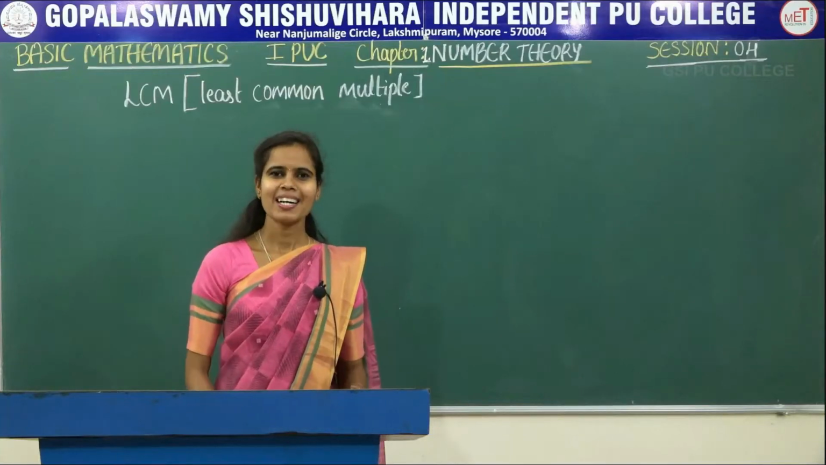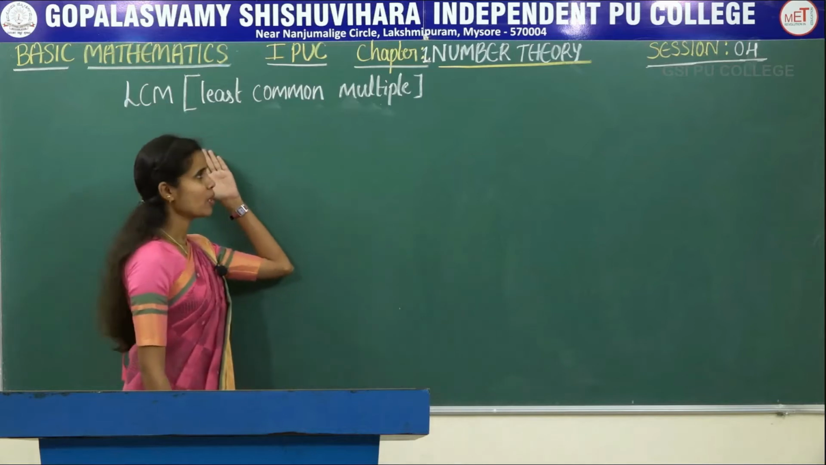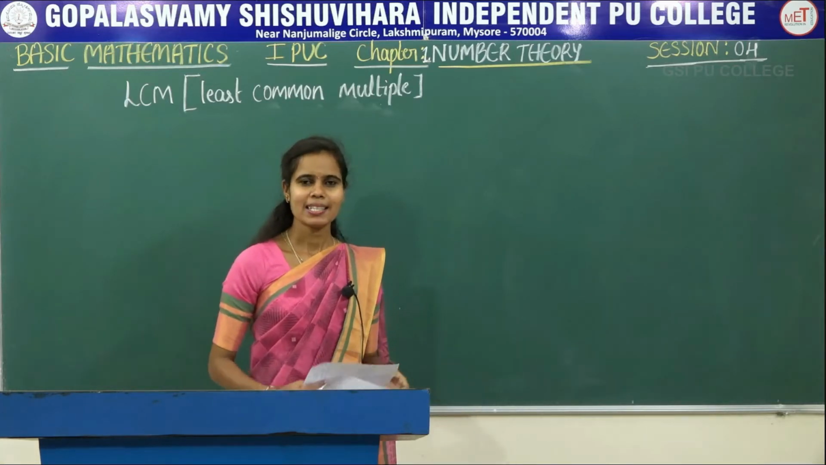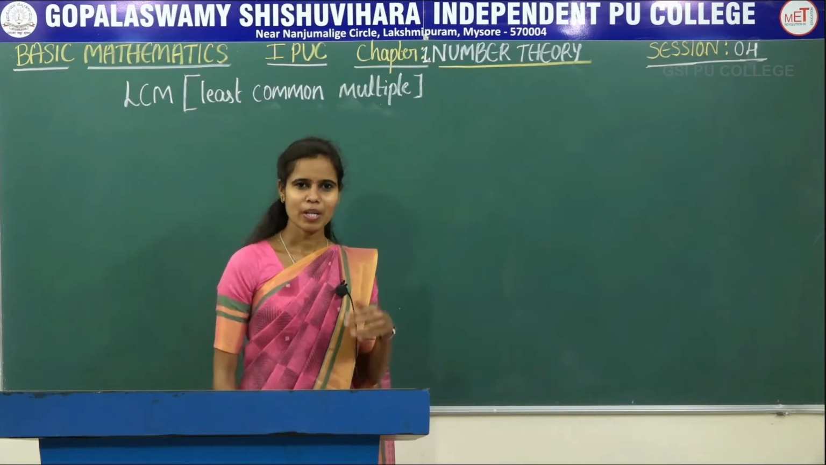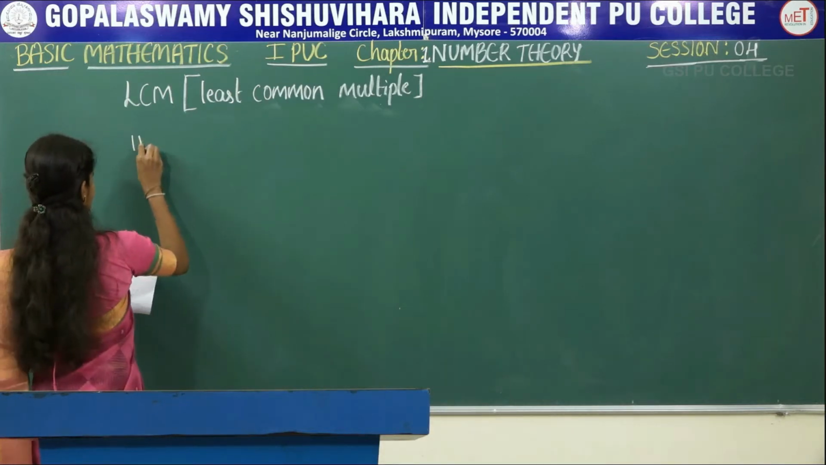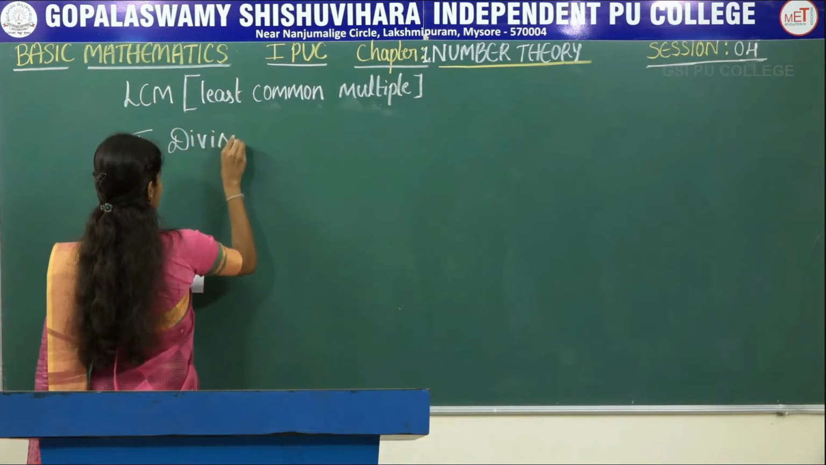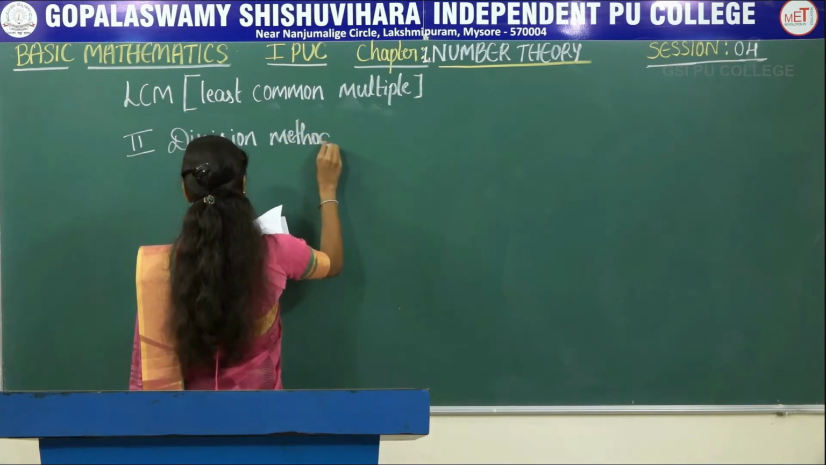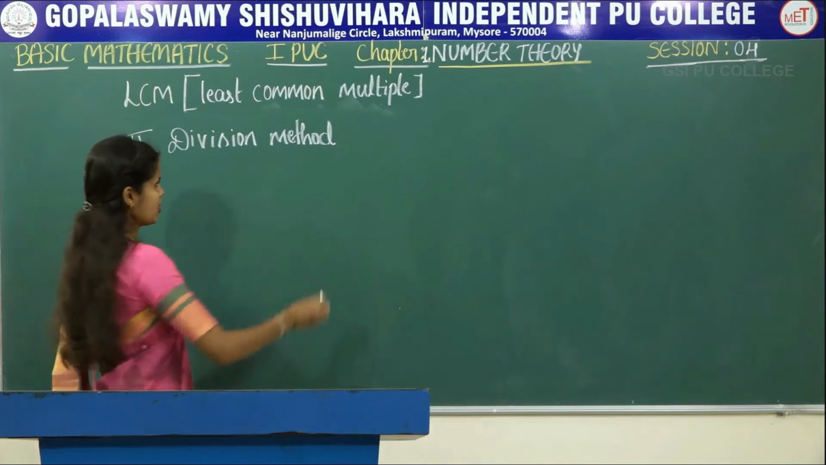Good morning students. Last class we discussed how to find LCM by using the prime factorization method. In this class we are going to discuss finding the LCM of the given numbers by using the second method. The second method is called the division method.